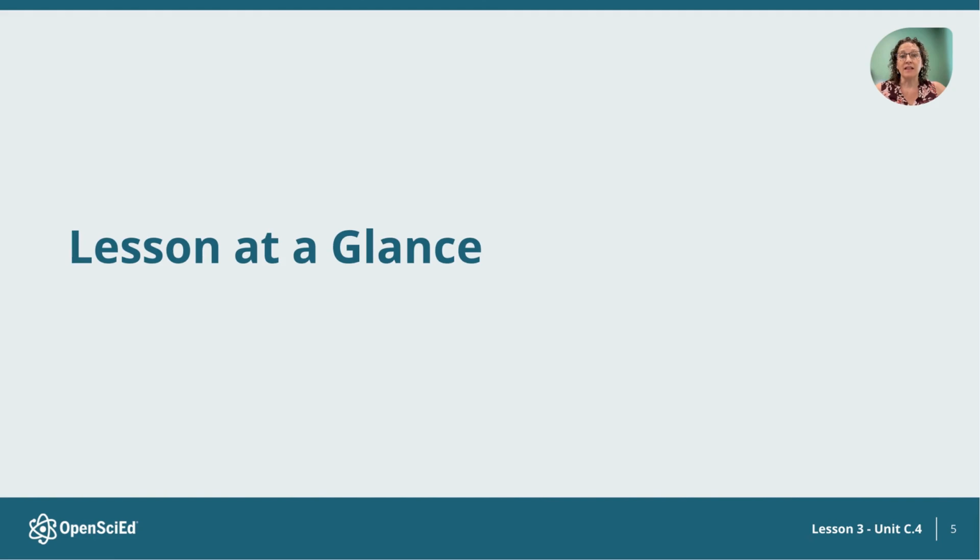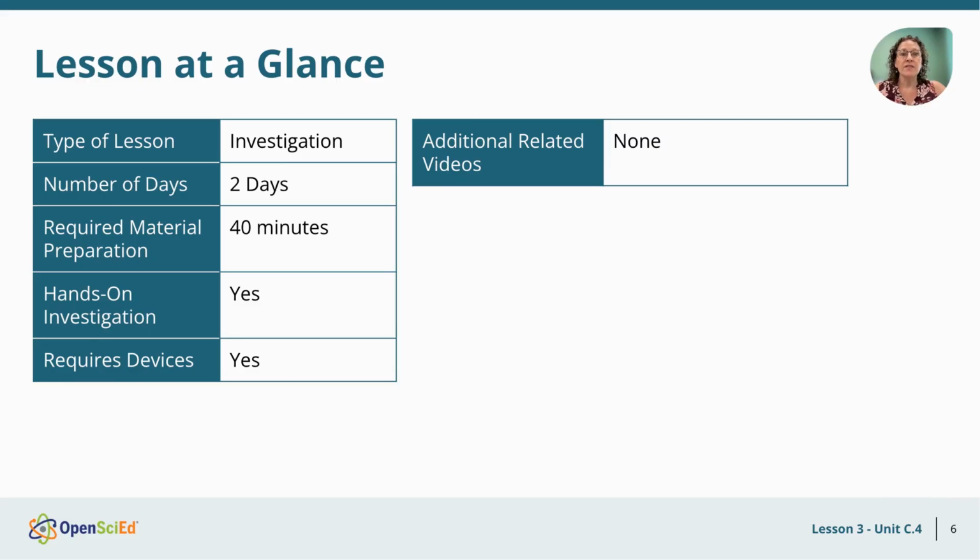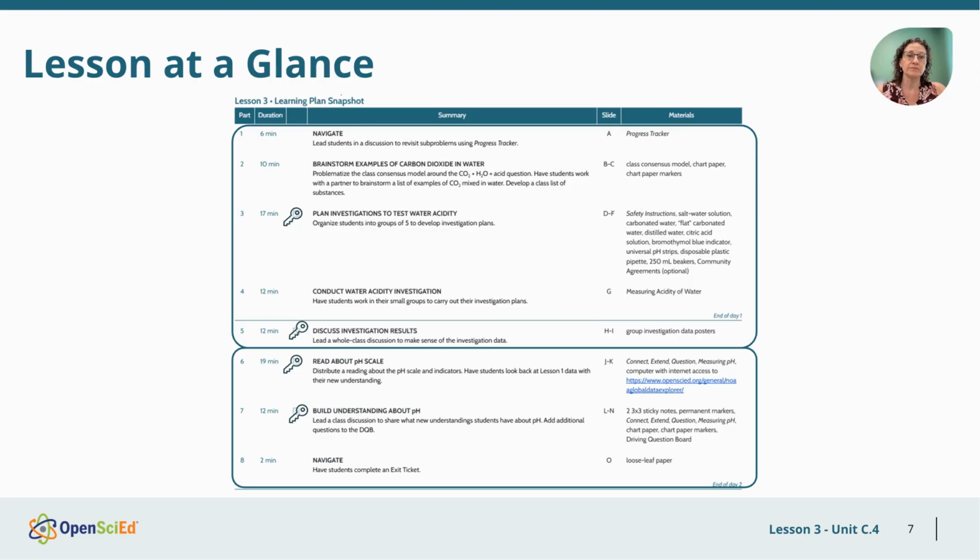Here's the lesson at a glance. This investigation takes place over 2 days. The teacher's guide says about 40 minutes of material preparation is required to prepare the solutions for the investigation. If you don't have a materials kit, it might take closer to an hour to prepare everything for the lab groups. Your students will need to access devices later on in this lesson when they investigate the map of pH data from NOAA.